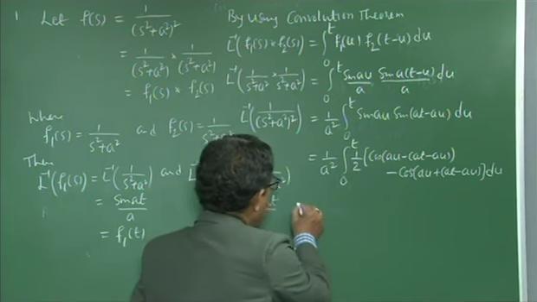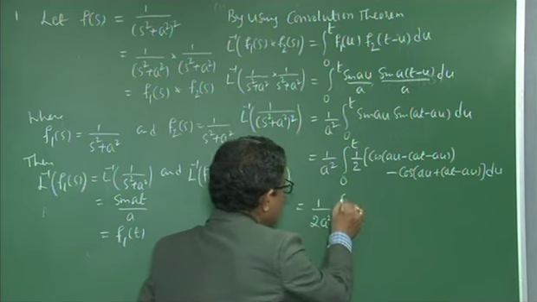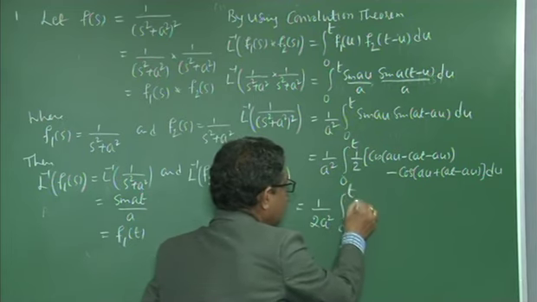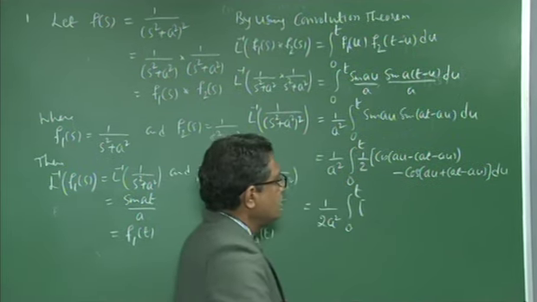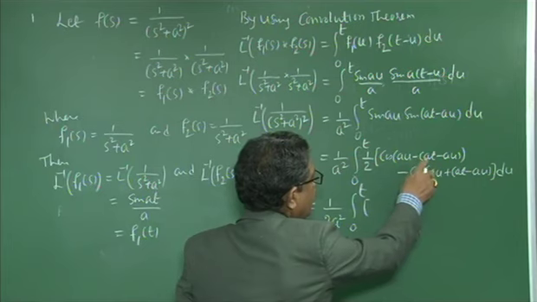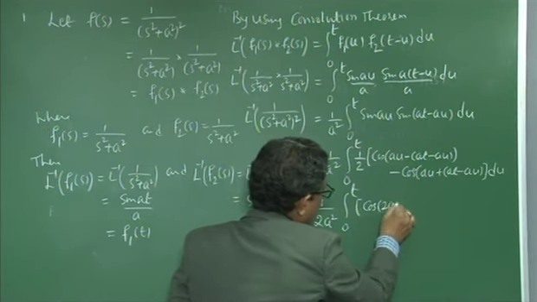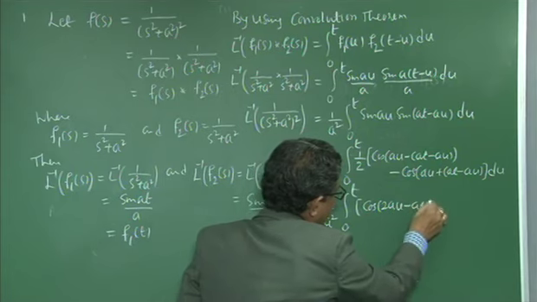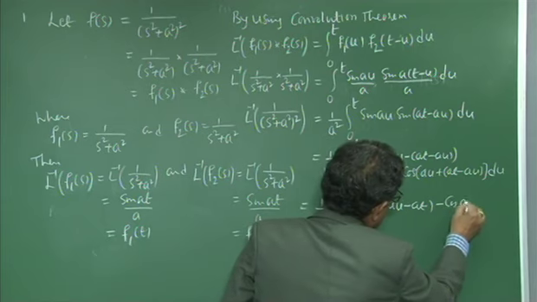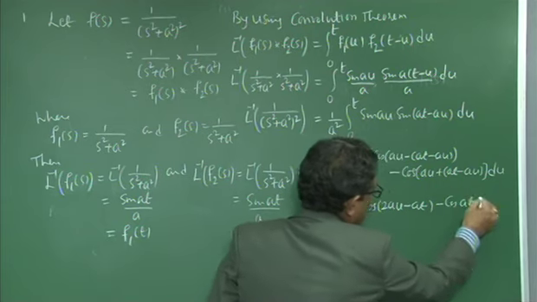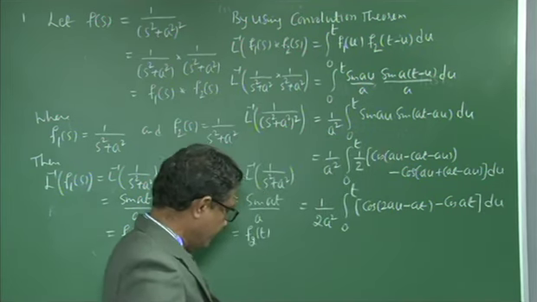Now simplify. Now it is 1 by 2a square. 1 by 2 is a constant, you can take it outside. Simplify, integration 0 to t. Now it is cos of 2au minus at, then minus cos of at plus au minus au, which cancels, into du.